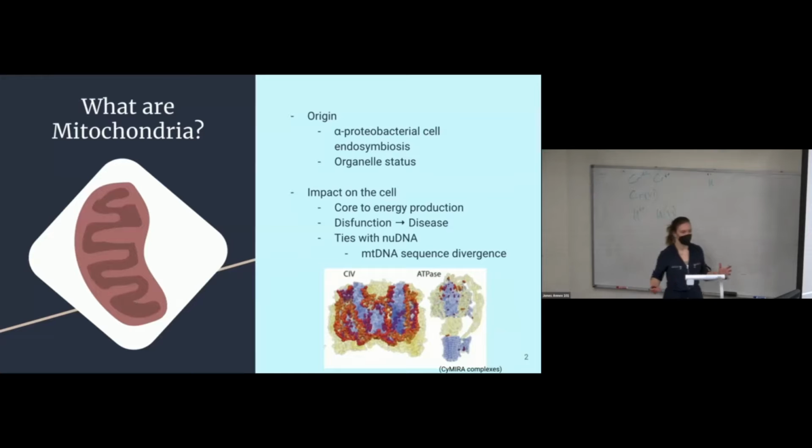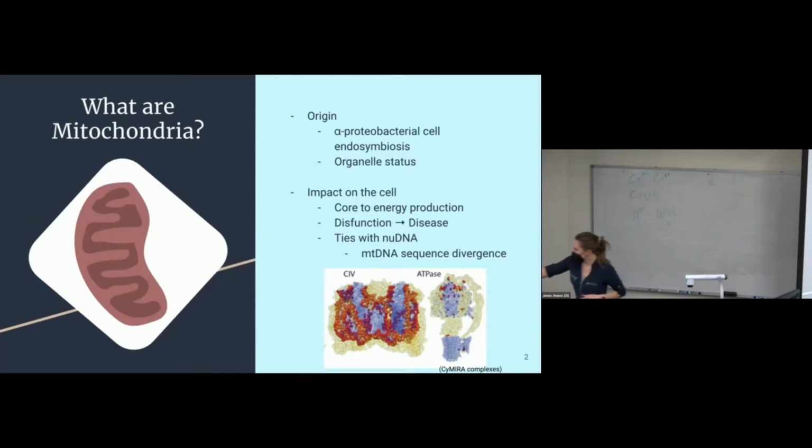So, what are mitochondria? You may have heard of them. They're throughout your entire body. They look like that guy over there. They're an organelle in all your cells. They are the main energy producers. They originated from an endosymbiosis of an alpha proteobacterial cell into the ancestor of eukaryotic cells. They currently are an organelle. Their impact on the cell is core to energy production, as I said, and dysfunction in them naturally progresses into disease.